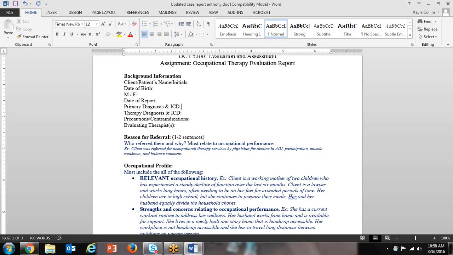Another example would be somebody who's had a CVA. We aren't actually treating the CVA. We are treating the performance concerns resulting from the CVA. So the visual perceptual concerns or the weakness concerns or the aphasia. And we're going to be treating what's the result of the CVA. Precautions and contraindications, if you don't feel there are any, you can put an NA. If you do think that there is some kind of precaution or contraindication, you can write those down. And evaluating therapist is just your name.